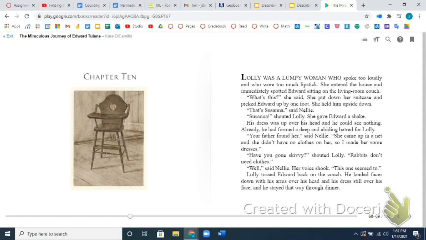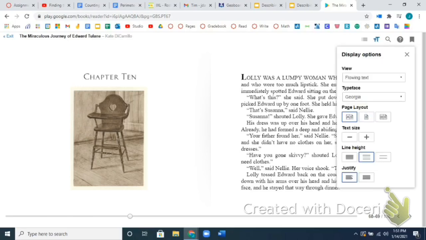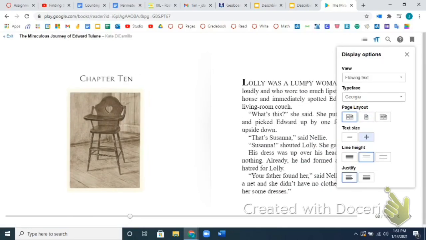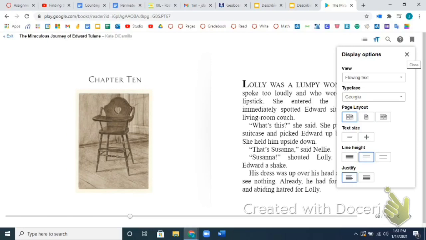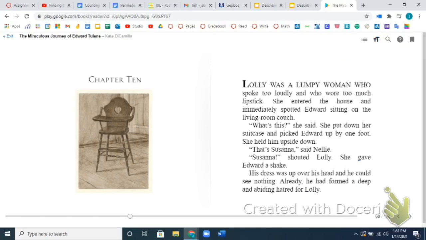Lolly was a lumpy woman who spoke too loudly and who wore too much lipstick. Let's get this a little bit bigger here. I don't really care what Lolly's like right now because I'm working on Nellie, but you're going to want to care about Lolly. That's who you're going to be writing about.